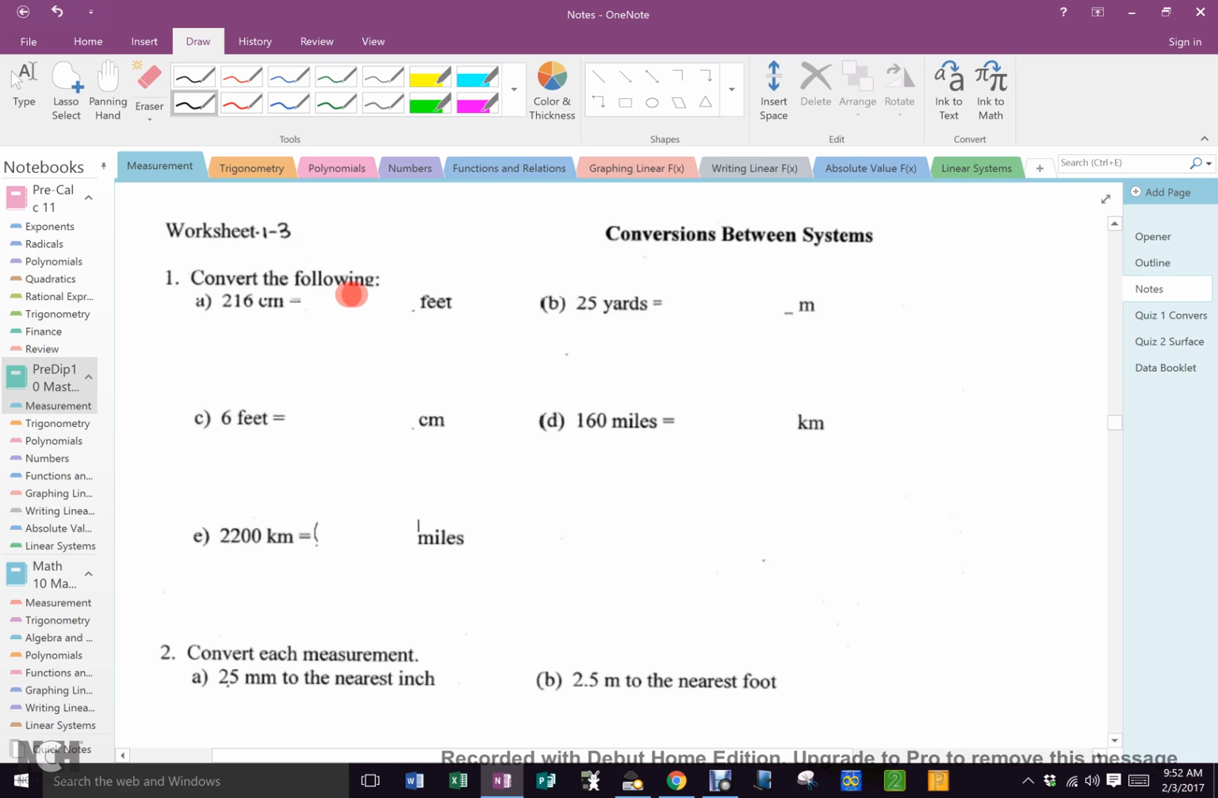Kathleen. 7.1 feet. That sounds about right because that's 2 meters. Yeah, 7.1 feet. I agree. 25 yards. Priyanka, sorry. 22.9 meters. Sounds about right because meters are shorter than yards. Good. I lie. No, meters are longer than yards.